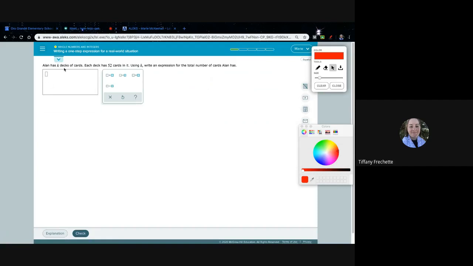Okay, so this one says Alan has K decks of cards. Each deck has 52 cards in it. Using K, write an expression for the total number of cards Alan has. So if he has K decks, we don't know how many that is, but let's say he had one deck. Well, that means he has 52 cards, right? Because each one has 52. If he has 2 decks, then we have 52 plus 52 because we have 2 decks. If he has 3, then we have 52 plus 52 plus 52.